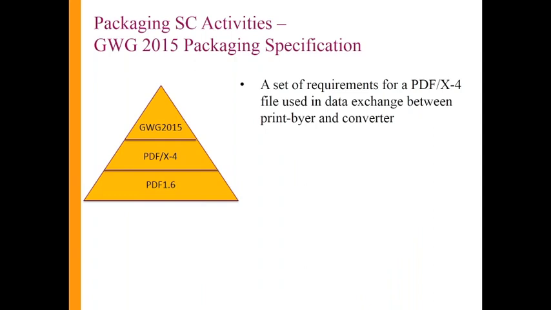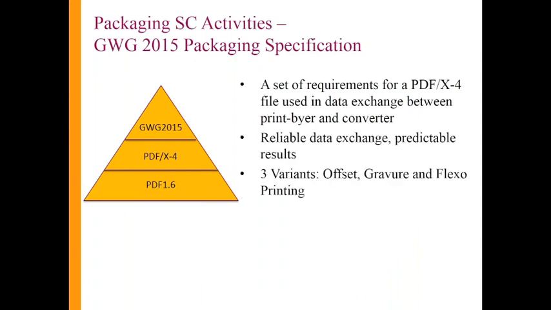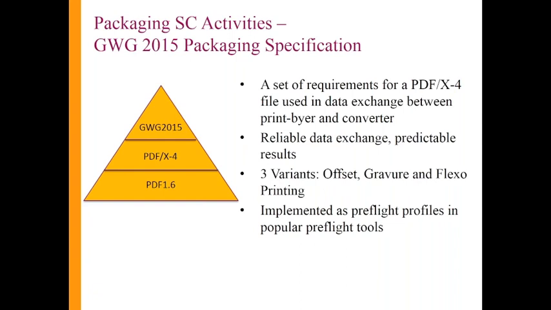So let's talk a little bit about what's been going on with the packaging subcommittee. In the beginning, we started when PDF 1.6 came out. It was the first version of PDF that allowed for transparency and other use cases beyond CMYK in a more practical use case. So we started building profiles and specifications that could be used in pre-flighting. And at that time, we concentrated on offset, gravure, and flexo because they have slightly different needs and requirements.